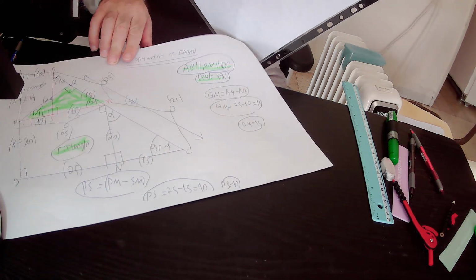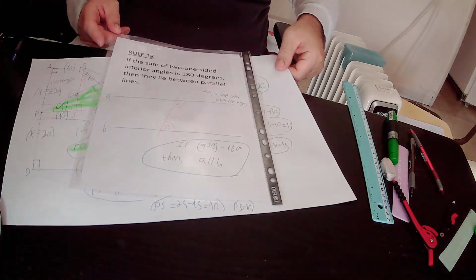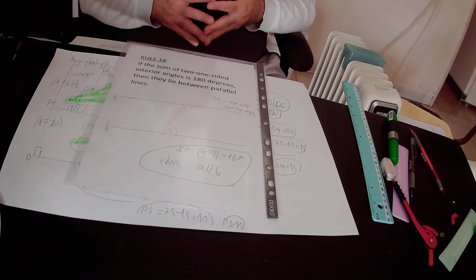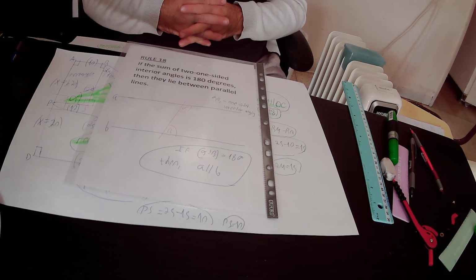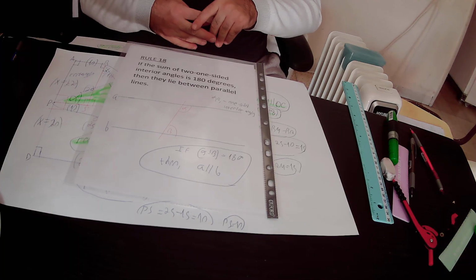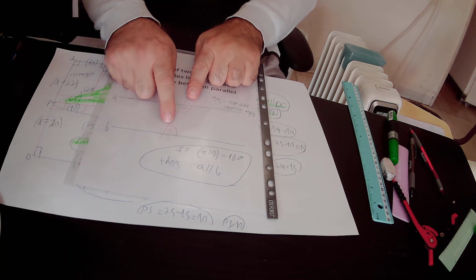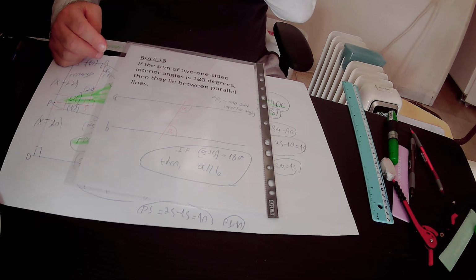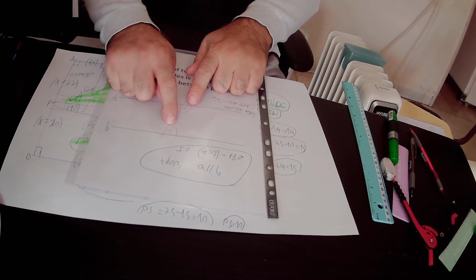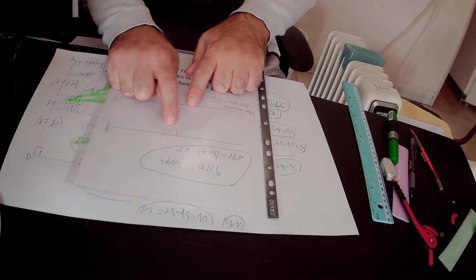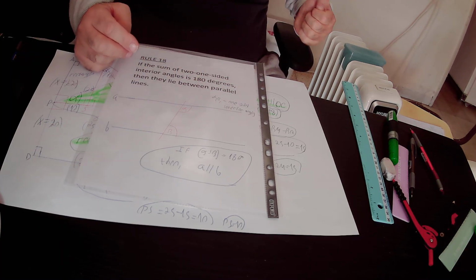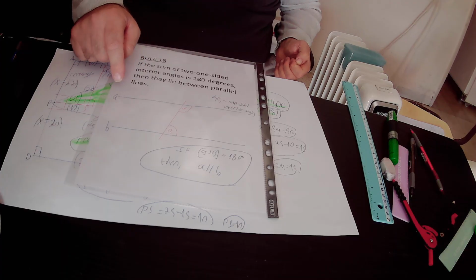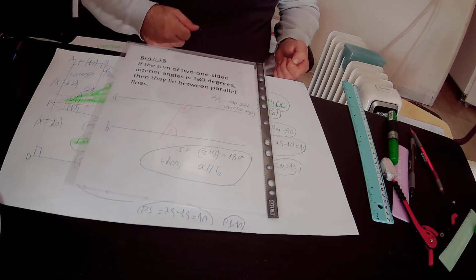According to Rule 18, if the sum of 2 one-sided interior angles is equal to 180 degrees, then they are located between parallel lines. In the drawing, you have those 2 angles alpha and beta that are defined as one-sided interior angles. So if alpha plus beta equals 180 degrees, then they are located between parallel lines. That is to say, line A is parallel to line B.